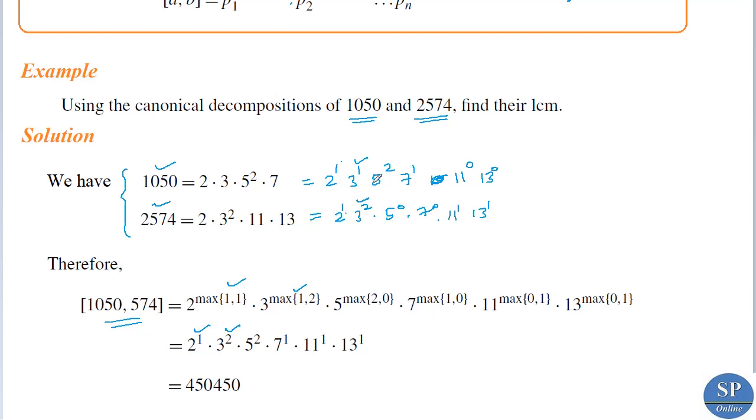So 5 power maximum of 2 comma 0, that is 2. 7 power maximum of 1 comma 0, so it is 7 power 1. Then 11 power maximum of 0 comma 1, which is 11 power 1, and 13 power maximum of 0 comma 1, which is also 13 power 1. So multiplying these we will get the number 450450. That will be the LCM of these two numbers.